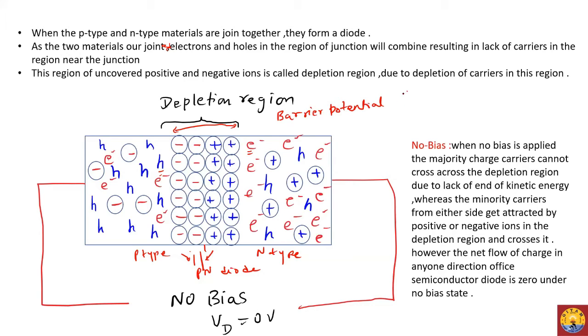Anyone who can tell what is the barrier potential for a silicon diode? So it is around 0.7 volts. Unless you apply 0.7 volts, there is no flow of current. We will come across it for germanium, where it is around 0.3 volts. This barrier potential is formed because of the depletion region in a diode.